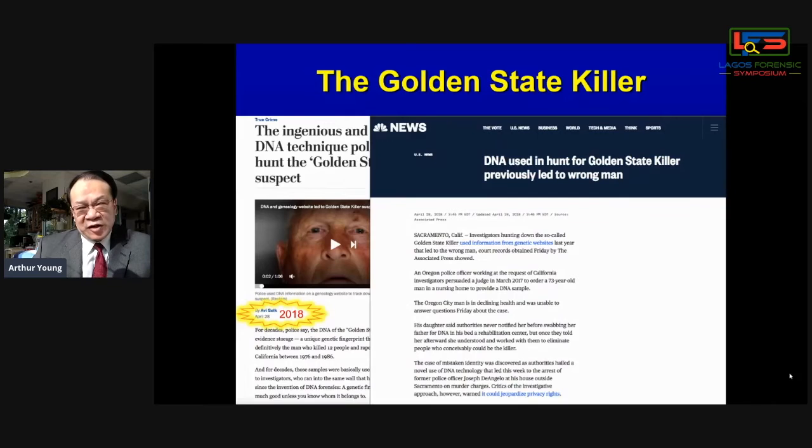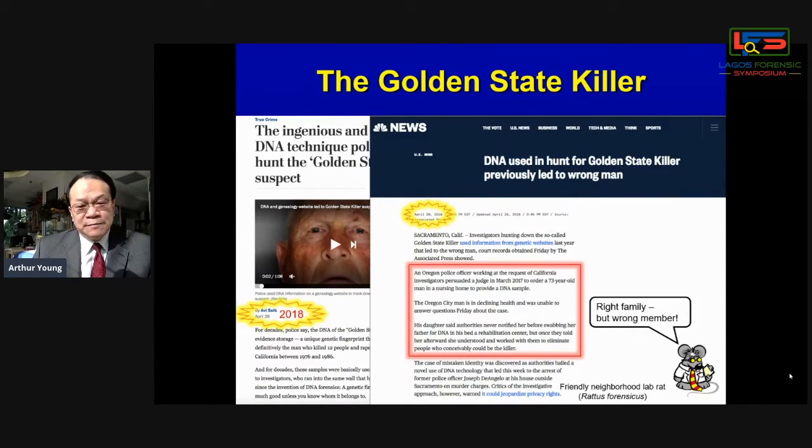But this process is not perfect. In fact, what very few people are aware of is that the first person that was approached in the case was actually the wrong man. In 2018, an Oregon police officer was convinced to approach a judge to get a warrant to obtain a DNA sample from a 73-year-old man who was living in an assisted care facility. And they wanted to test his DNA to see if he might be the Golden State Killer.